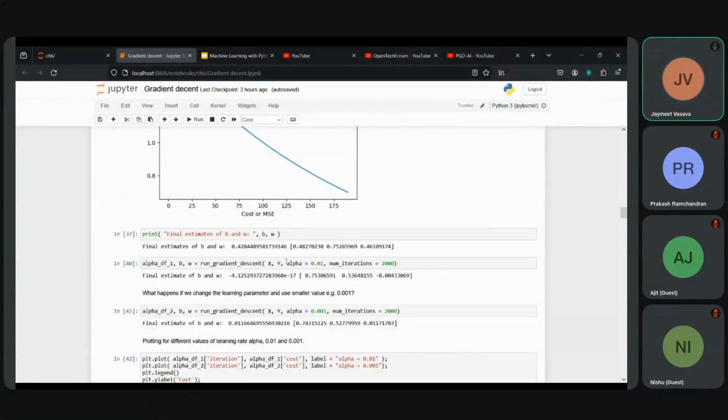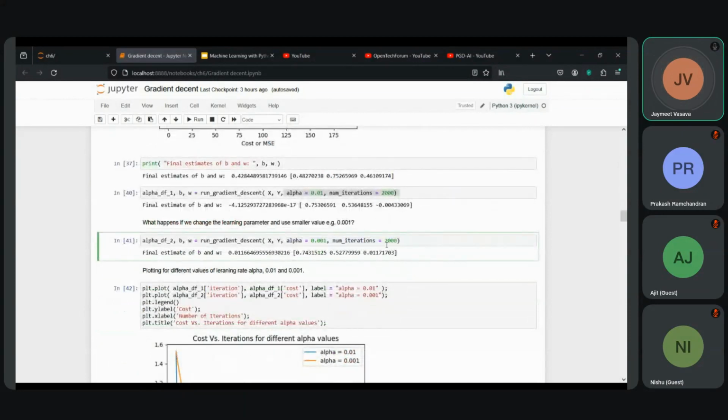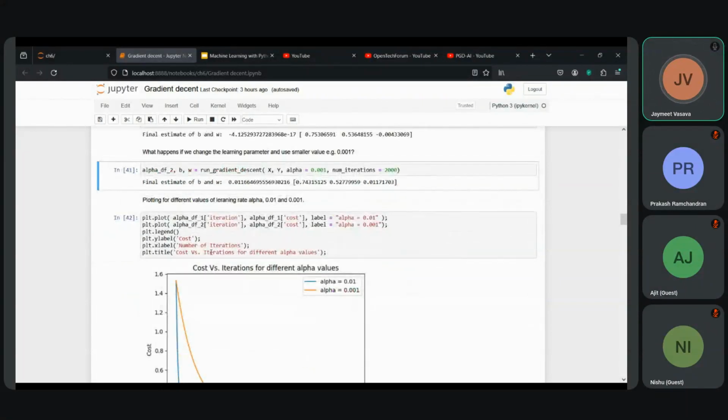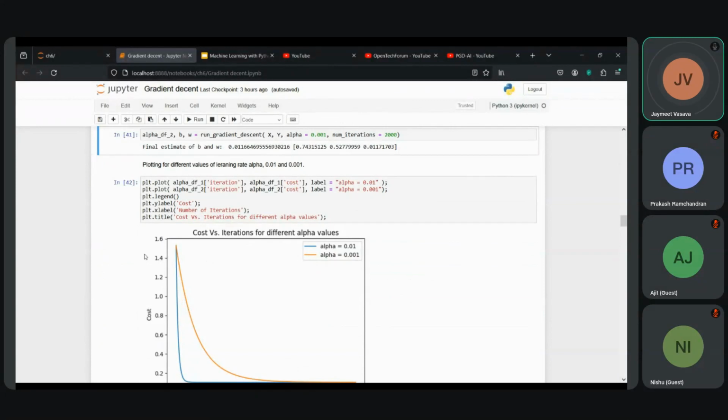So we are getting different values of bias and weights again using different alpha values as well as the number of iterations. Here we are using the alpha 0.01, then we are using the alpha value of 0.001 and the number of iterations of 2000, and this is the bias and weight values that we are getting. TV, radio, and newspaper, and those are for the weights. And when we plot the values of different alpha values or the learning rate values, this is the plot that we get.